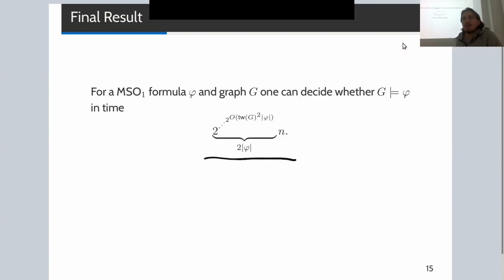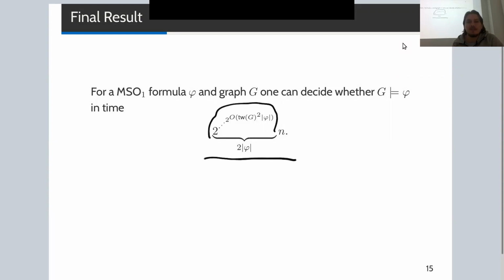And where does this running time come from? All these operations that we did, a single step is linear in the size of each record. And each record has exactly this size. For the dynamic programming, there are usually roughly n steps that we need to do to traverse the tree, because the tree has roughly n bags. So this is the running time that we get: this function for every single operation, and we need to do n steps in the decomposition.